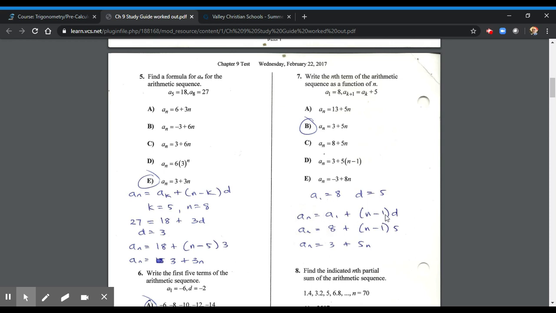So I'm just going to use a sub n is equal to a sub 1 plus n minus 1 times d. Plugging in 8 for a sub 1 and 5 for d. We've got 8 plus 5n minus 5, and 8 minus 5 is 3. So combining like terms gives me a sub n is equal to 3 plus 5n.